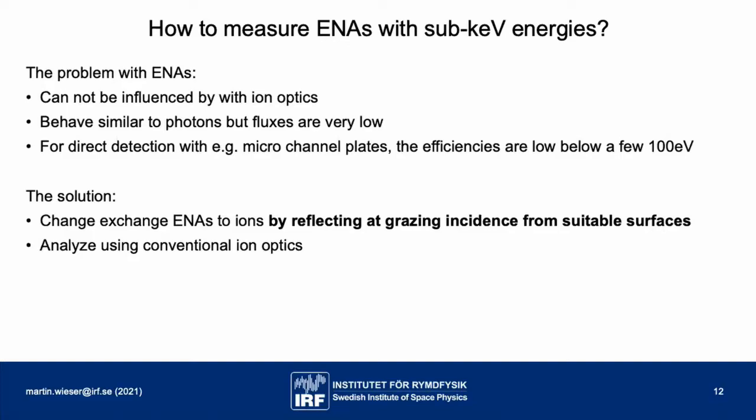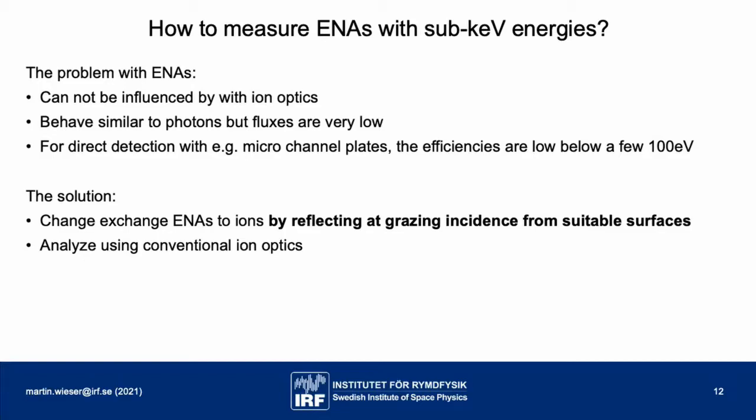It's not so easy to measure energetic neutral atoms at energies below 1 keV. The problem is, well, they are neutral, so they cannot be directly influenced with ion optical elements. They behave similar to photons, but their flux is much lower than a typical UV photon flux encountered in the corresponding environment. And for direct detection, for example with microchannel plates, the detection efficiencies are really, really low if you go to energies below a few hundred eV.